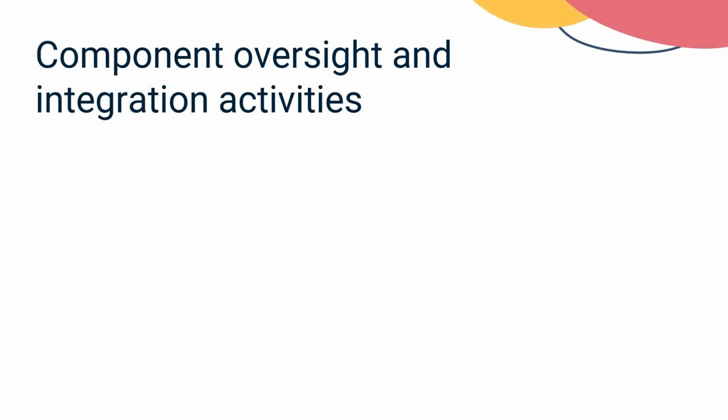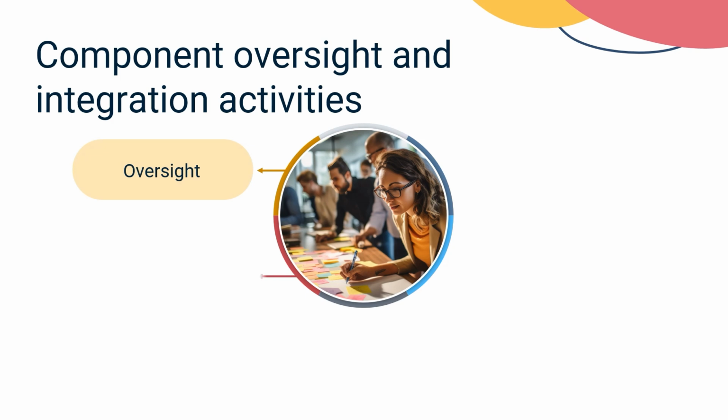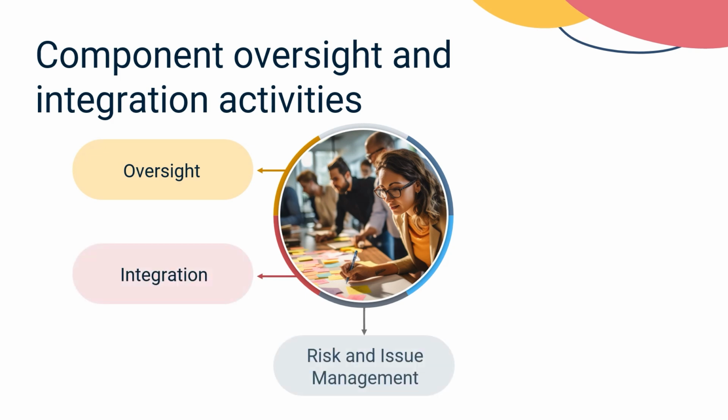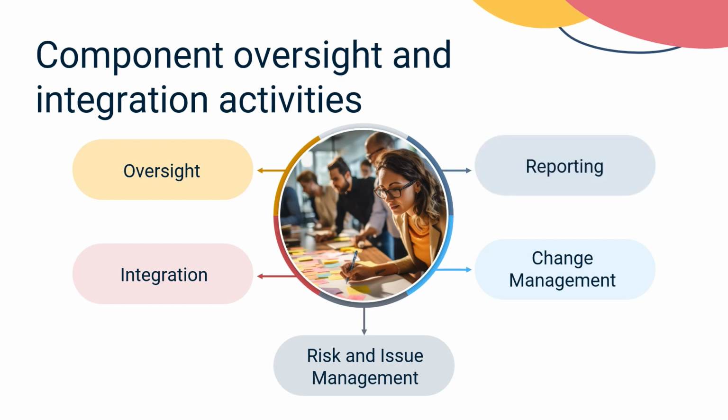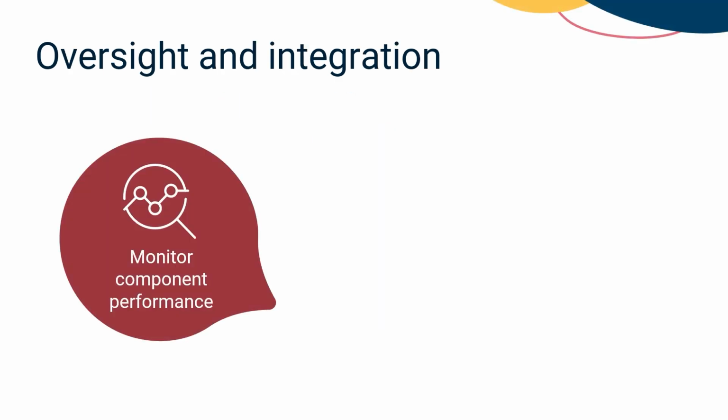The component oversight and integration subphase consists of five activities: oversight, integration, risk and issue management, change management, and reporting. Let's understand more about these activities. In the oversight activity, the program manager continuously monitors the performance of each component to ensure it stays on track with respect to scope, schedule, budget, and quality.